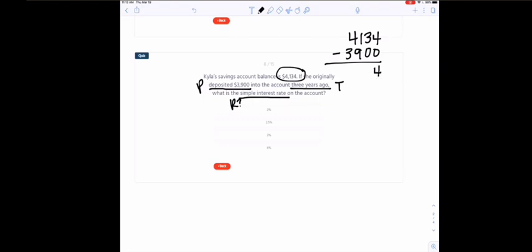So 4 minus 0 is 4. 3 minus 0 is 3. We can't do 1 minus 9, so we're going to borrow. This becomes 11 minus 9 is 2, and 3 minus 3 is 0. So the interest is $234.